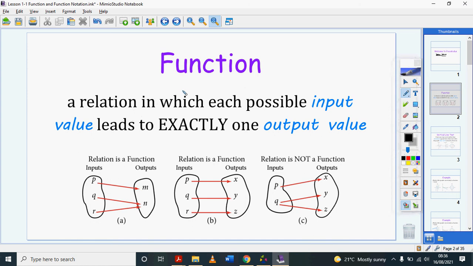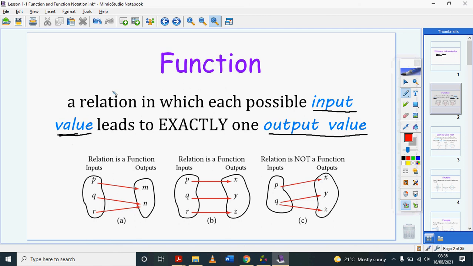So without further ado, let's get started with functions. Unit 1. A function is simply a relation in which each possible input, you have done functions before, one input value leads to one output value. So you put in one thing and then you get out one thing, right? So that's a function. Every possible input value leads to exactly, and this is what's important, exactly one output value. I hope that makes sense. I hope that's clear enough.